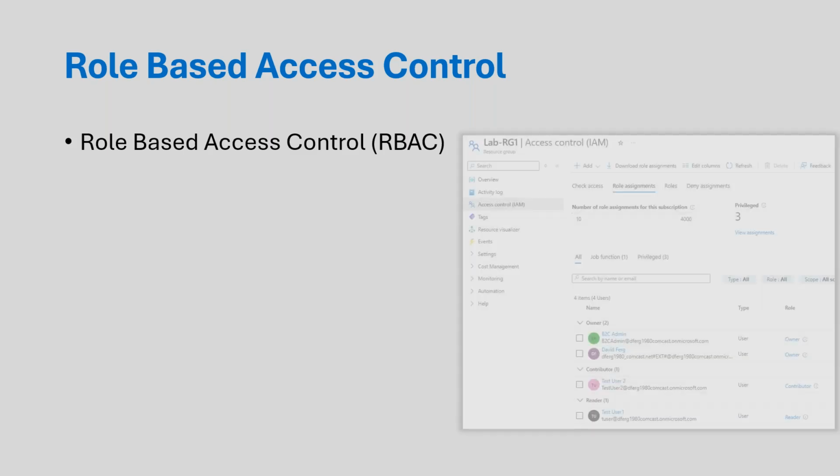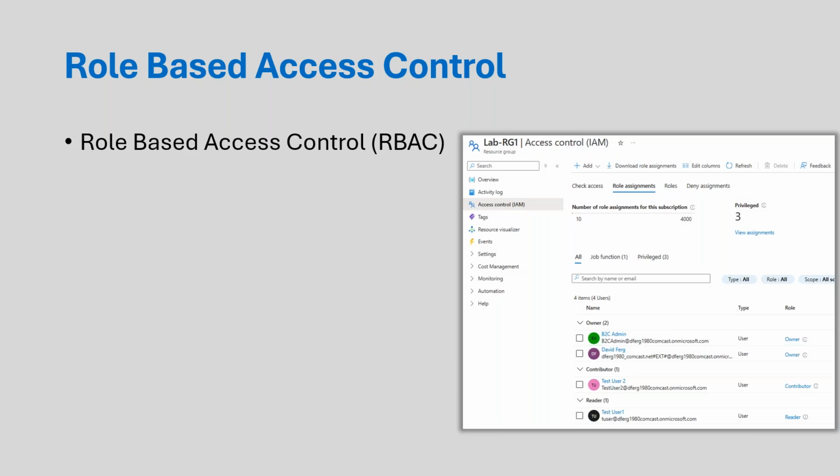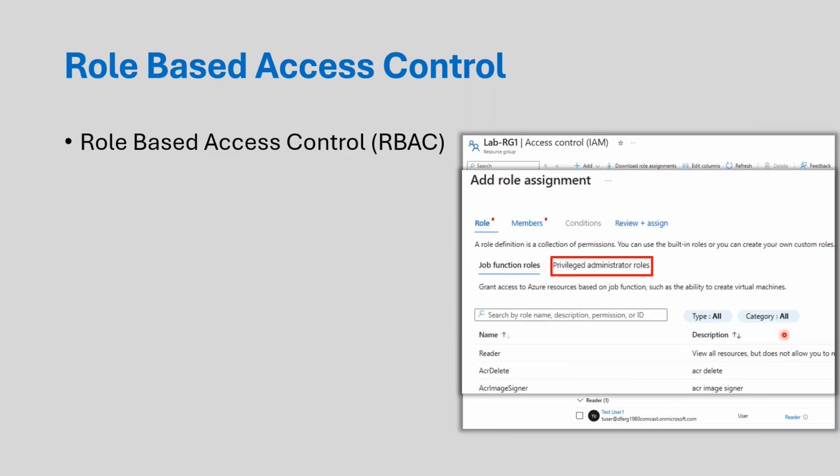All right, so role-based access control. In this diagram here, we're looking at a resource group resource. So we're looking at the access control, and this is where you would define who has access and what level of permissions they have on that. So when you go to assign roles to somebody for what they need to do, you can handle this by one of two ways. You can either do job function roles or privileged roles.